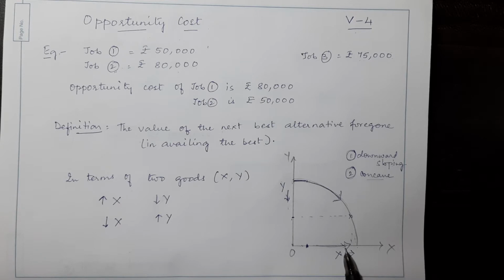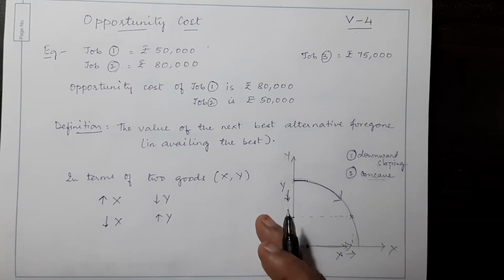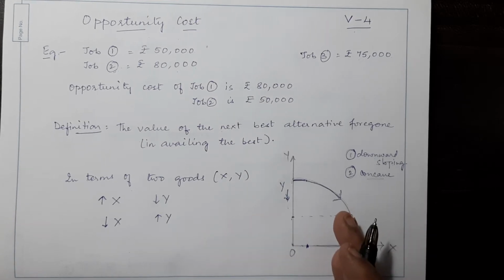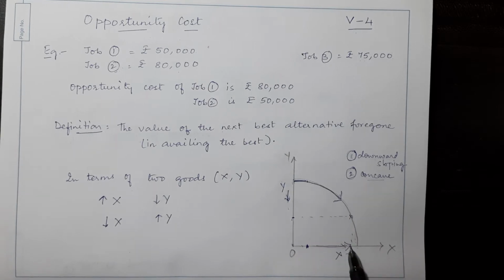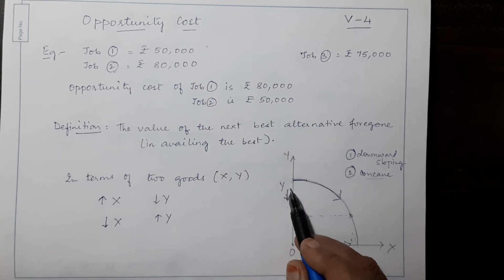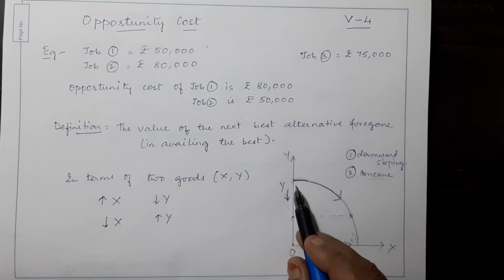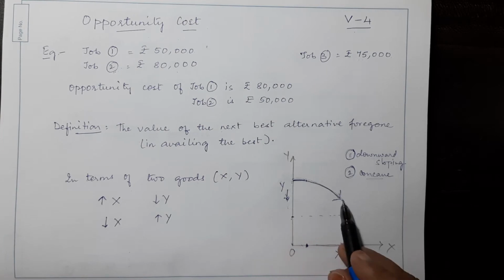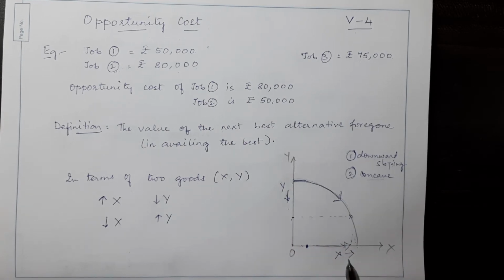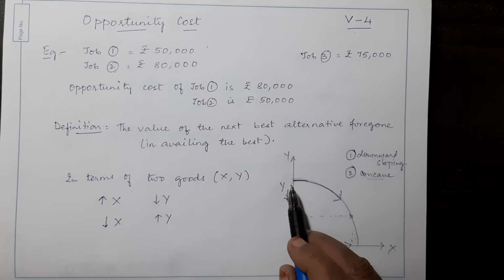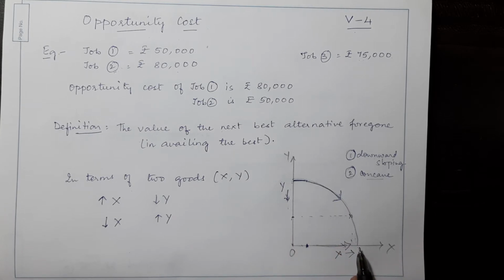We learned in assumptions that the resources can be shifted. So if you want to produce more of good X, we will shift the resources that we will use to produce good Y to produce good X. So the resources on Y will reduce and resources to produce X will increase. Hence, it is a concave shape.